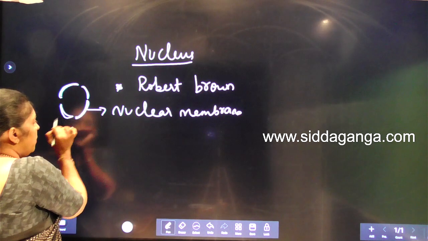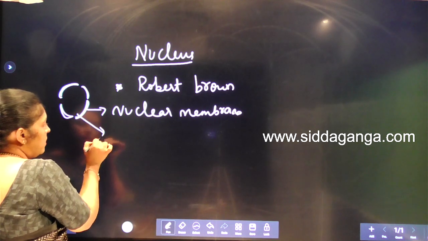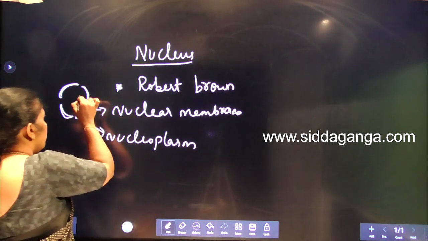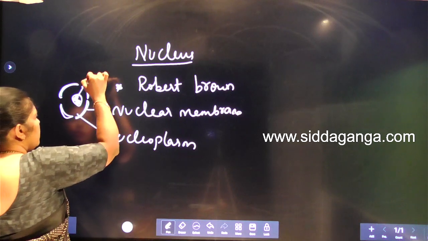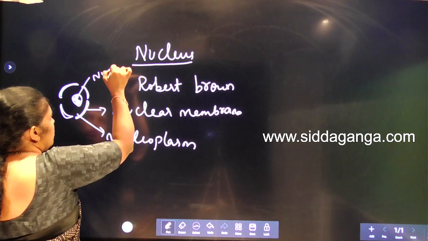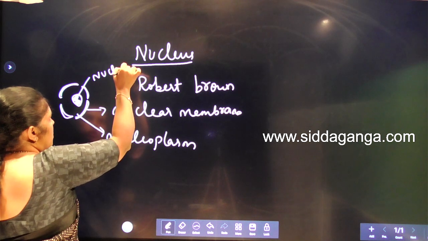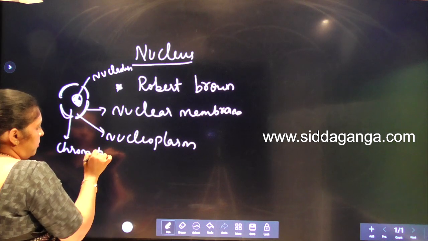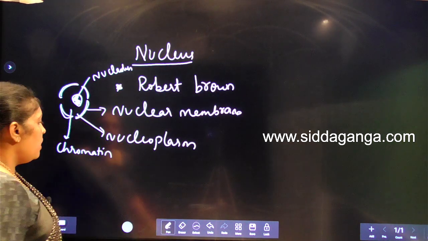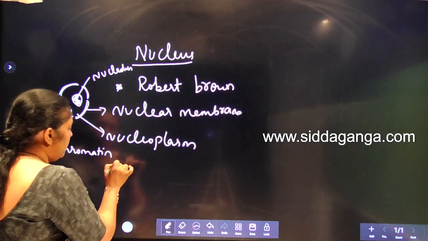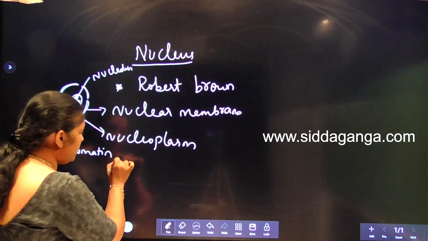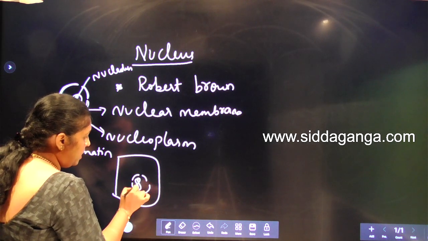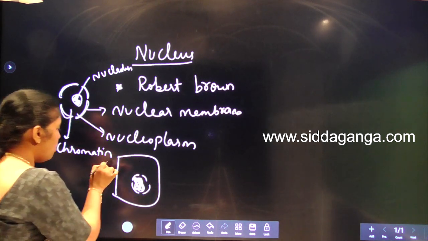Inside the nuclear membrane, we see a nucleoplasm, which contains nucleolus and chromatin network. Understood? This chromatin, in the cell which is not involved in cell division, is present in a thread-like fashion. It is called chromatin.